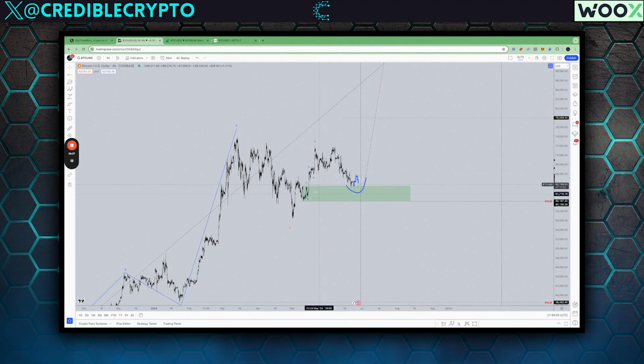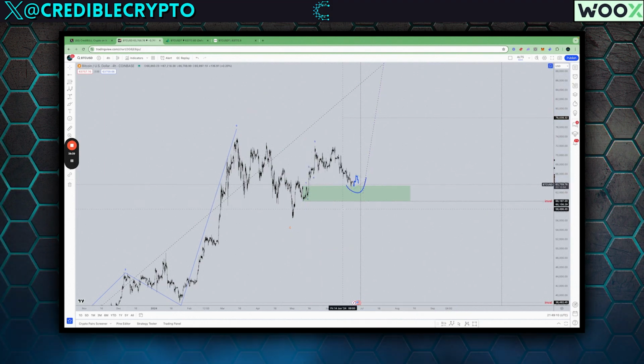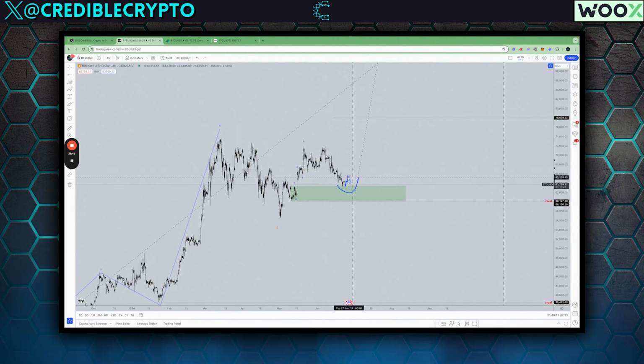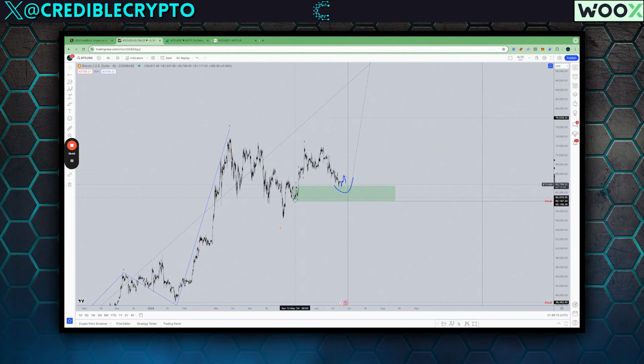I want to cover what it means if 60K is broken because I've had some people asking about that. To put it very simply, guys, what it means is that this impulse failed to see continuation. This impulse was invalidated. Momentum was not as strong as we thought. The next leg up has not yet begun. This correction that started back at 73K is still playing out. That's all it means.